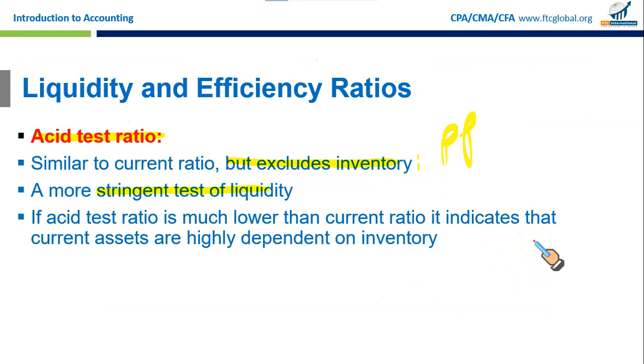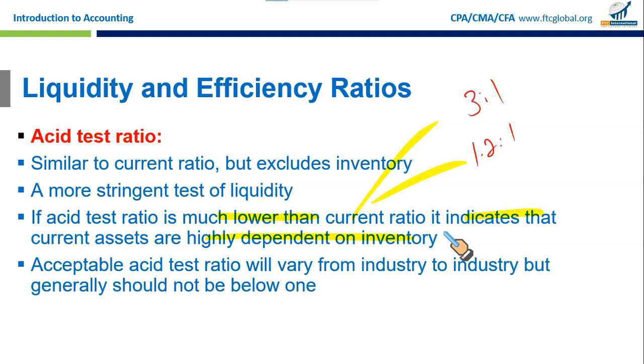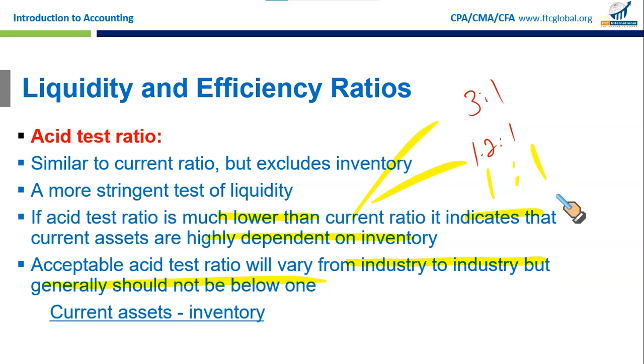So let's say you calculate your current ratio as 3:1. But when you calculate your quick ratio, it comes out to be just 1.2:1. That tells you a lot. If the acid test ratio is much lower than the current ratio, it indicates that current assets are highly dependent on inventory or prepayments. What is the ideal standard for quick ratio depends upon the industry, so it's highly industry dependent. It varies from industry to industry, but ideally it should be at least 1:1. Below 1 could be a problem.